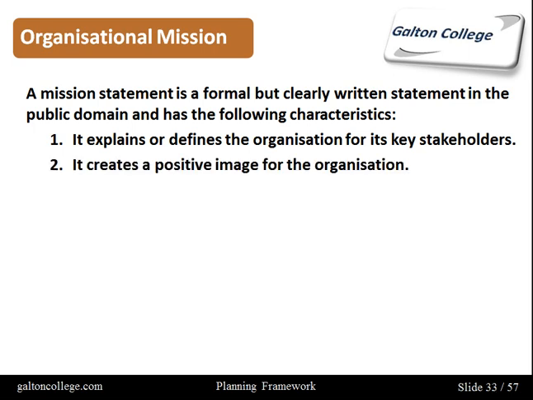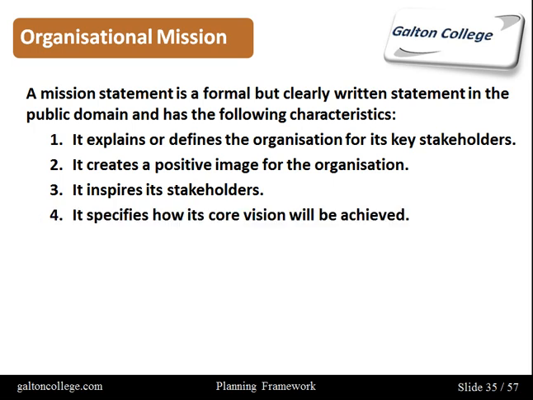It should, of course, create a positive image of the business, of the organisation. It shouldn't be destructive. It should be truthful, but not destructive. And it should inspire the stakeholders. People reading it think they want to identify with that organisation. It's a good organisation to identify with. But it specifies how the core vision will be achieved, how the core vision of the business, what precisely the business is aiming to do, how that will be achieved. And the mission statement should indicate that.